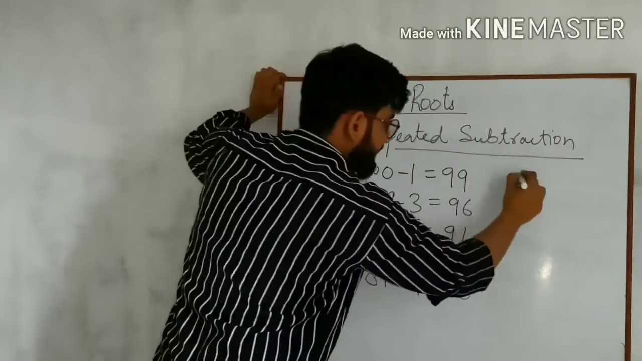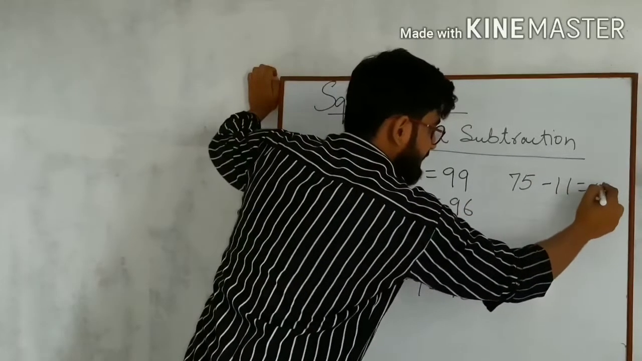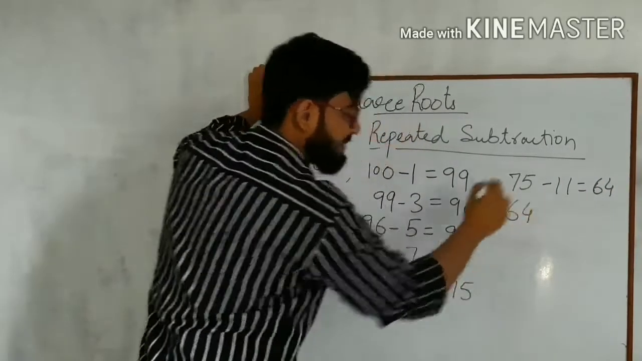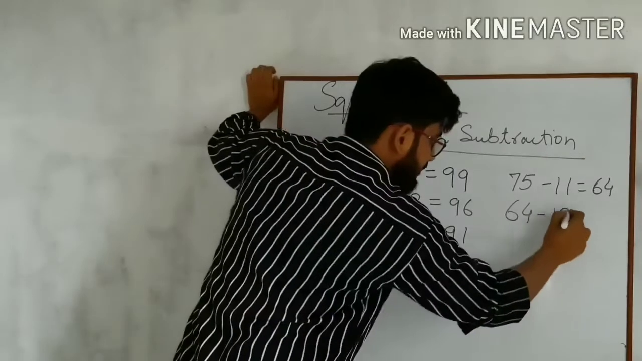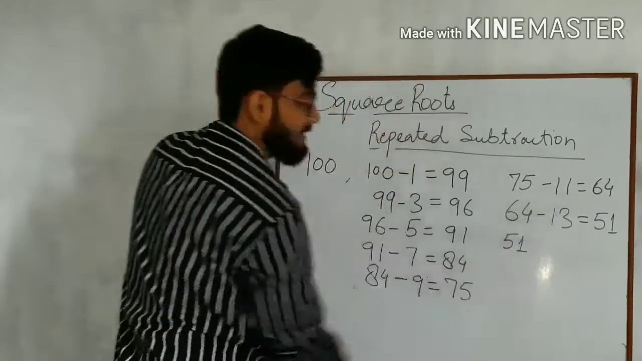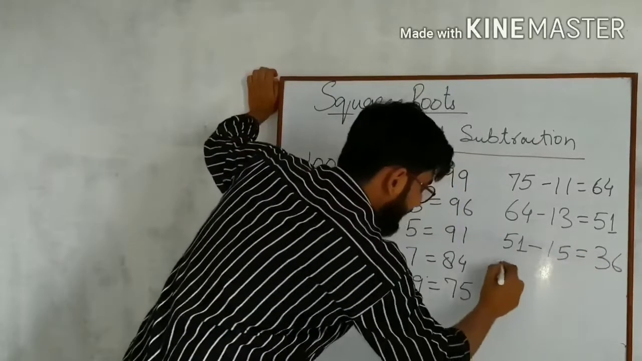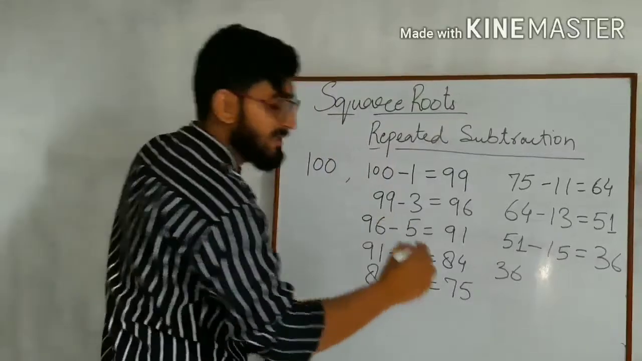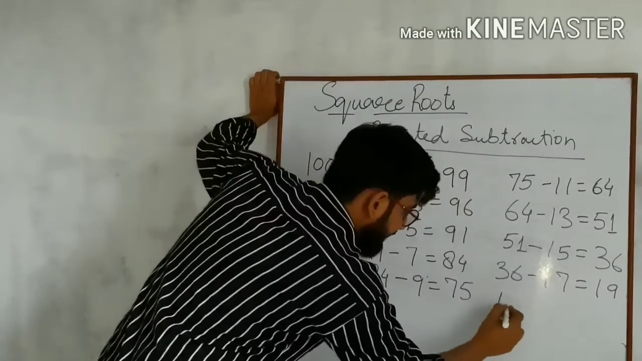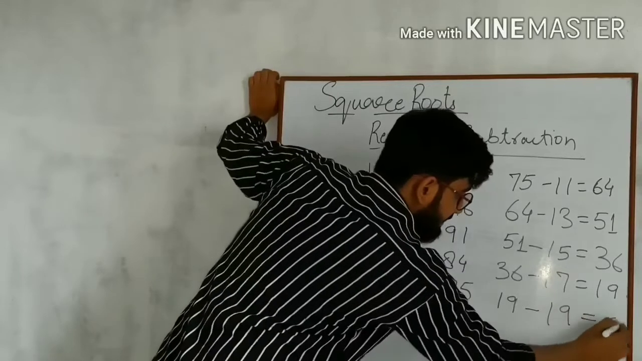Then take 75 and the odd number after 9 is 11. Then it comes 64. Then take 64 and the odd number after 11 is 13. Then it comes out to be 51. Then you take 51 and the odd number after 13 is 15. Then it comes out to be 36. Then take 36 and the odd number after 15 is 17. Then it comes out to be 19. Then you take 19 and the odd number after 17 is 19. Then it comes out to be 0.